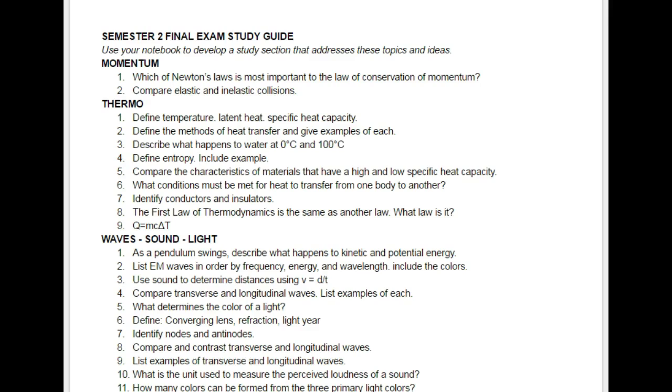What is the unit used to measure the perceived loudness of sound? That is a decibel. So remember, every time you go up by 10 dB, 10 decibels, the sound sounds twice as loud.